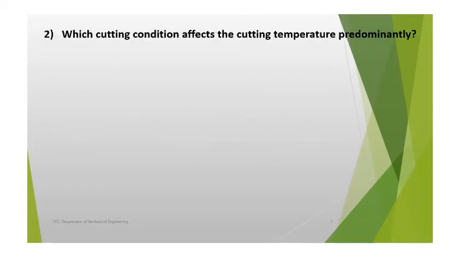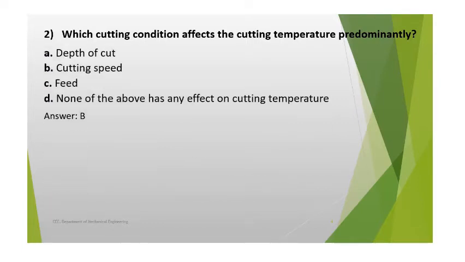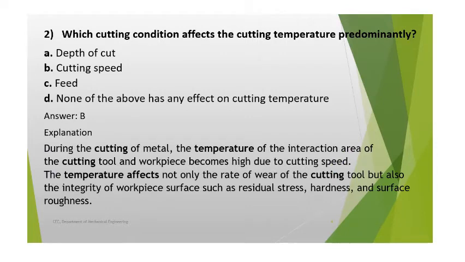Second question: which cutting condition affects the cutting temperature predominantly? 4 options are given: depth of cut, cutting speed, feed, and none of the above has any effect on the cutting temperature. The right answer is B. During the cutting time, the metal temperature and interface area of the cutting tool will be more. So depending on the cutting speed, the tool will fail. The cutting speed is a very important parameter.